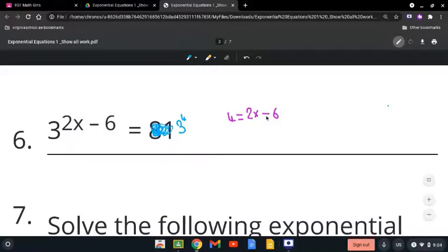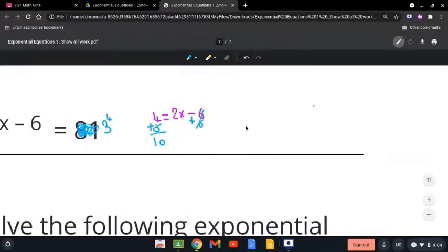Here we have negative 6, so we're going to use the opposite sign of negative, which is positive, and we're going to add 6 on both sides. Negative 6 plus 6 is 0, and then here plus 6. So 4 plus 6 is 10. So we're just going to write here 10. 2x equals 10.